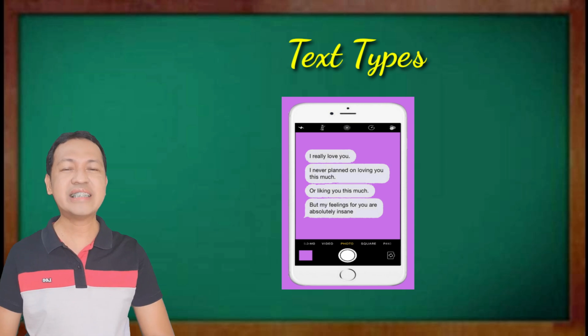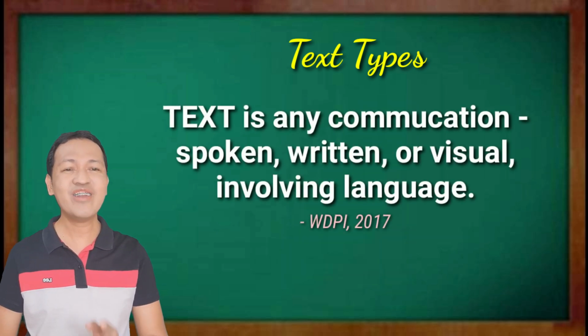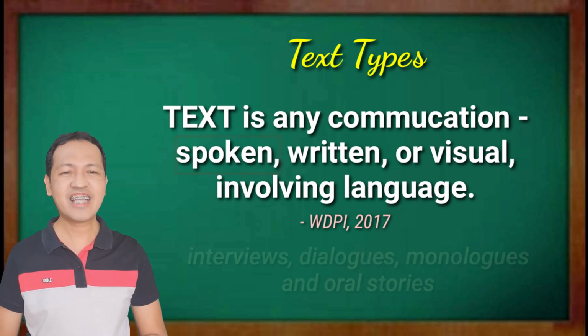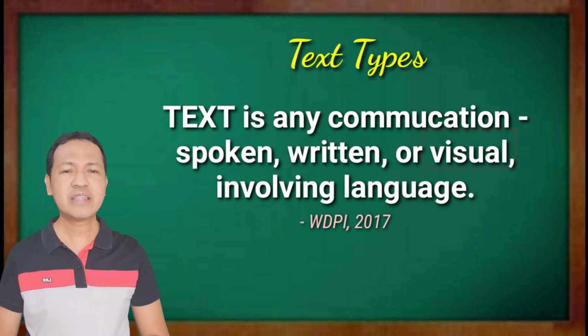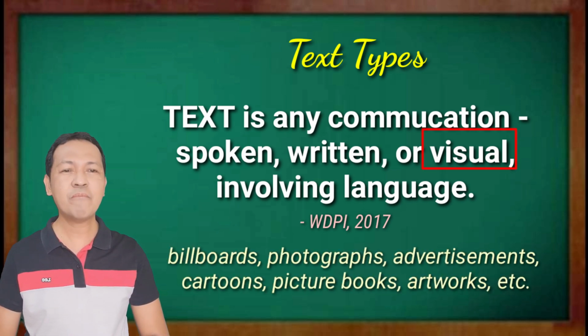Text in general is any communication, spoken, written, or visual, involving language. Again, text may be spoken like interviews, dialogues, monologues, and oral stories. Text may be visual. Visual text is shaped and communicated by images or pictures. Examples of visual text are billboards, photographs, advertisements, cartoons, picture books, artworks, and many others.